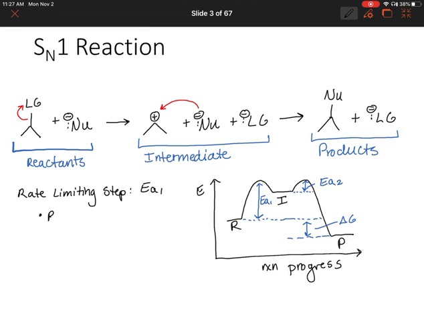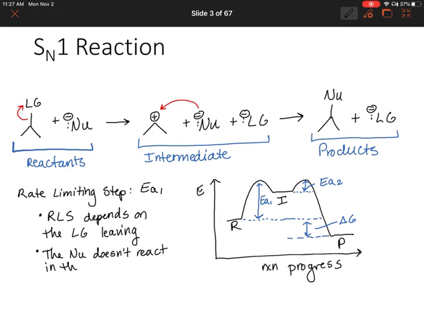So the rate limiting step depends on the leaving group leaving. So how quickly does the leaving group leave? What that tells me is that the rate law really just depends on that first reactant, because additionally the nucleophile doesn't react in the first step. So the rate of this reaction does not depend on the nucleophile. So the rate law is equal to the rate constant times the concentration of our first reactant that has the leaving group on it.